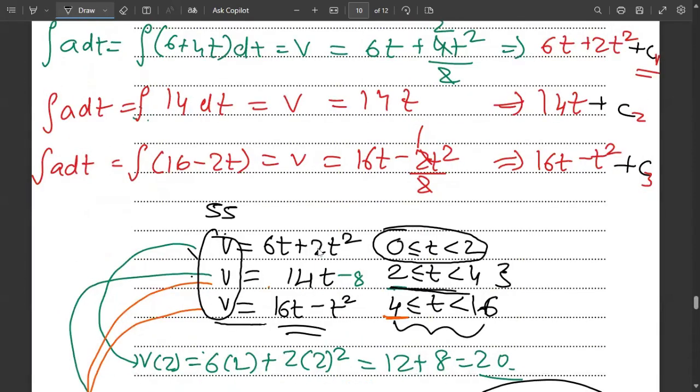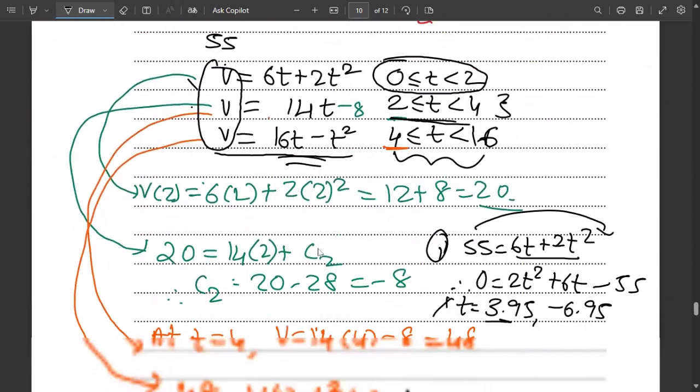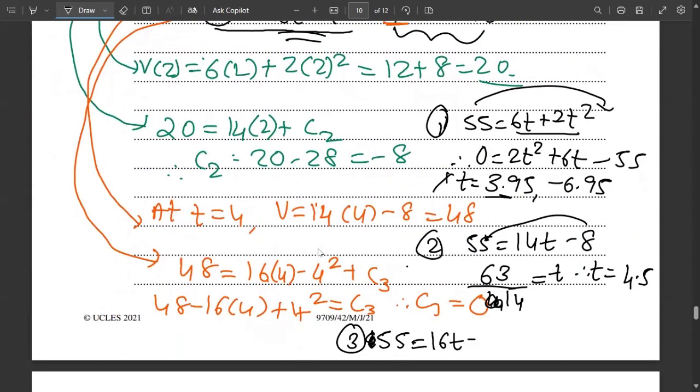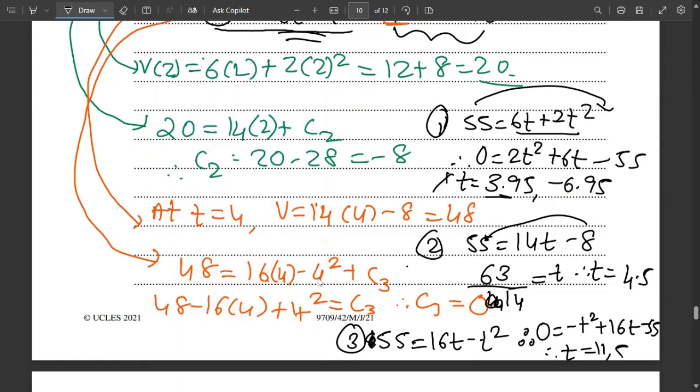55 is equal to 16t minus t square. Therefore, 0 is equal to minus t square plus 16t minus 55. Putting that in my calculator, minus t square will become minus 1, 16t will become 16, minus 55. The answer is 11 and 5. Okay, so time is 11 and 5.